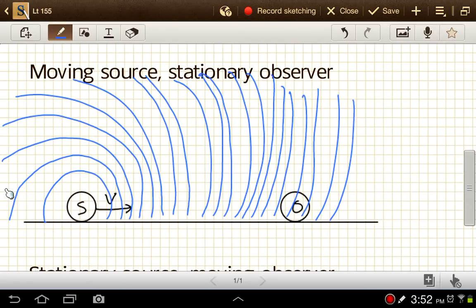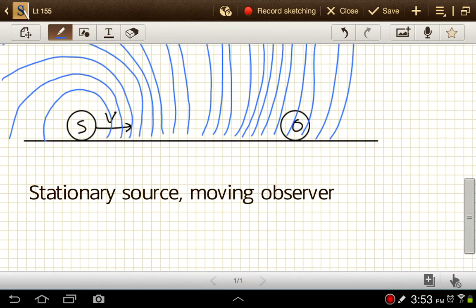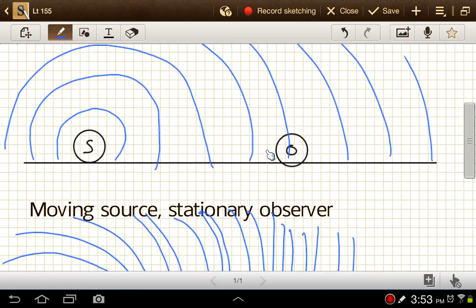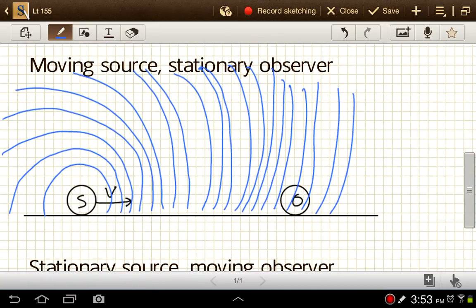If the observer were over on this side, where the waves are more spread out than they were to begin with, then over here, that observer would hear a lower frequency sound. So not just high frequency, but higher frequency than it would have heard if they were both still. And here, the observer would hear a lower frequency than if they were both still.